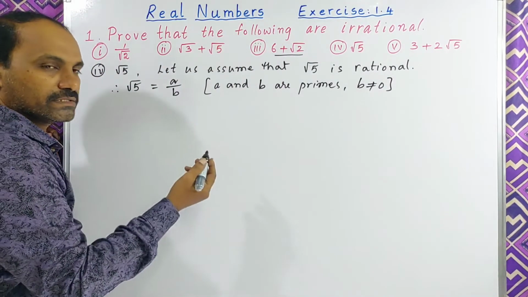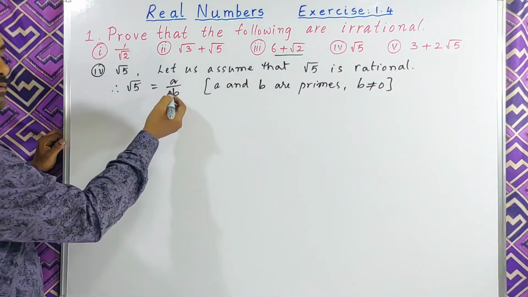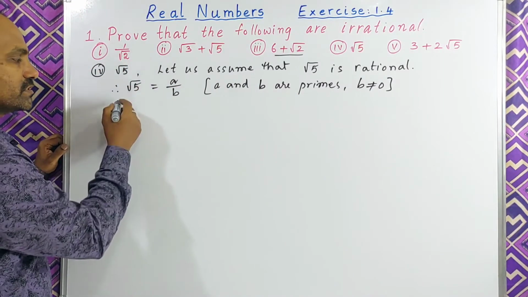Okay, co-prime means that one is also correct. You can take it like that also. Now, squaring on both sides.